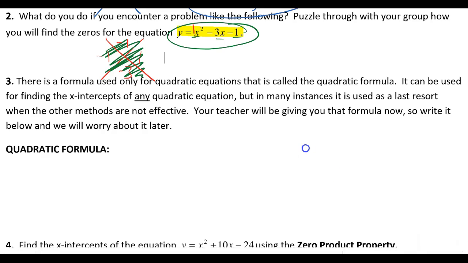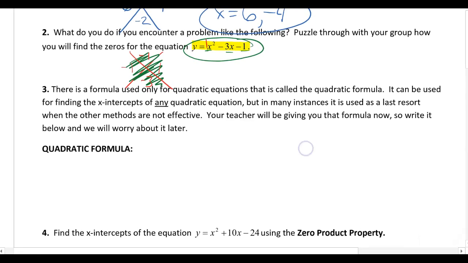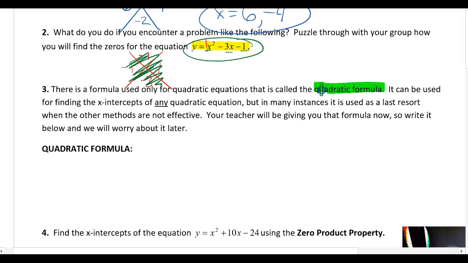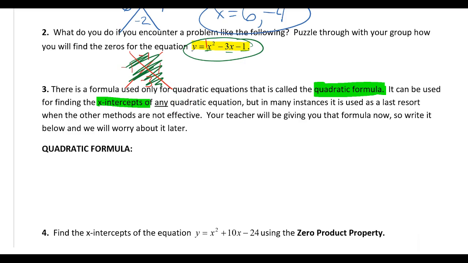And that solution is called the quadratic formula. It's used for finding x-intercepts, just like we've always been doing. When we find that answer and it says x equals, those numbers are our x-intercepts. Okay? And this formula works with any quadratic equation.